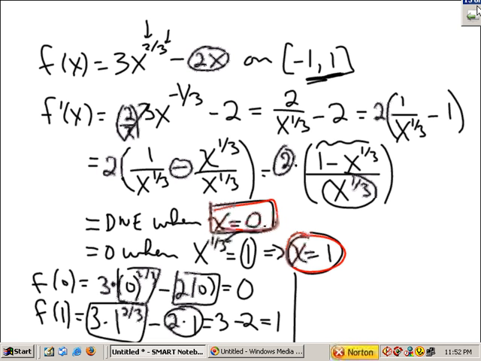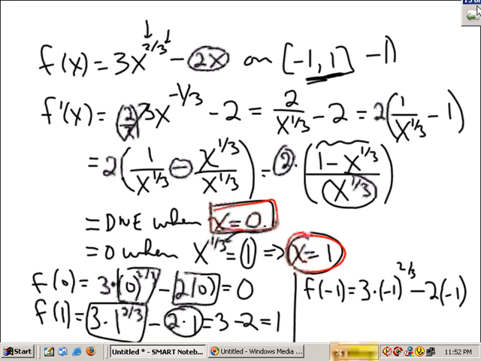Okay, now let's find f of the endpoints. Let's find f of -1. We have 3 times -1 to the 2/3 minus 2 times -1. Now, in the upper right-hand corner, let's carefully look at -1 to the 2/3 power. What this asks is the following thing. What times itself 3 times gives you -1? Well, it isn't 1, because 1 times 1 times 1, it's not -1, it's 1.